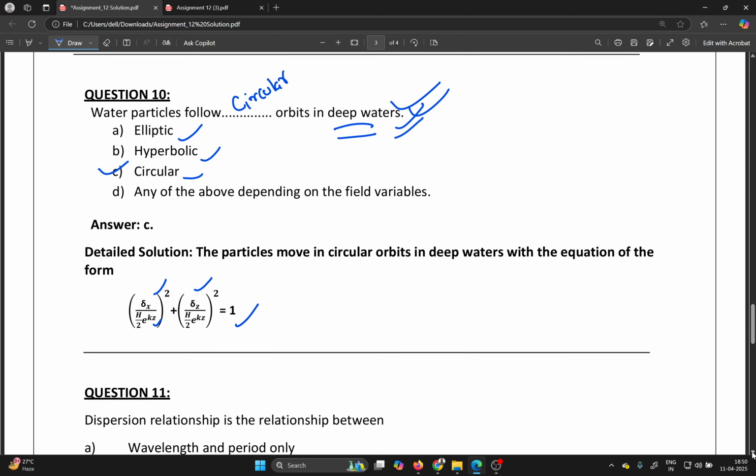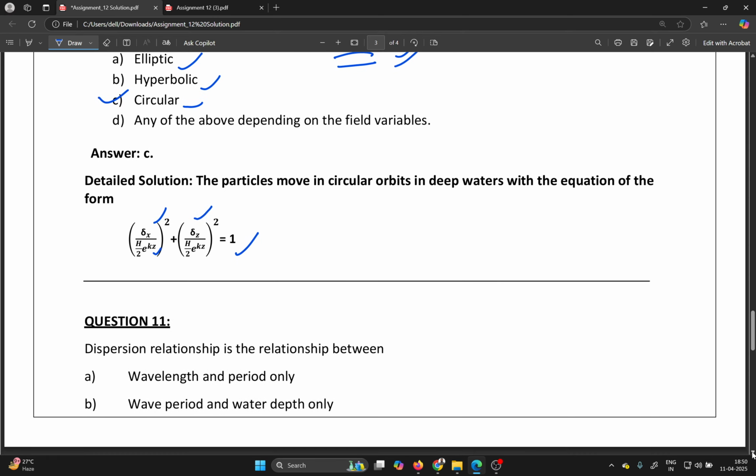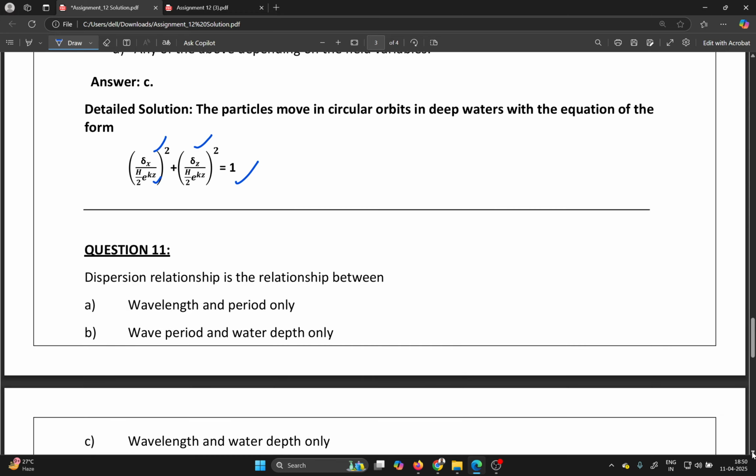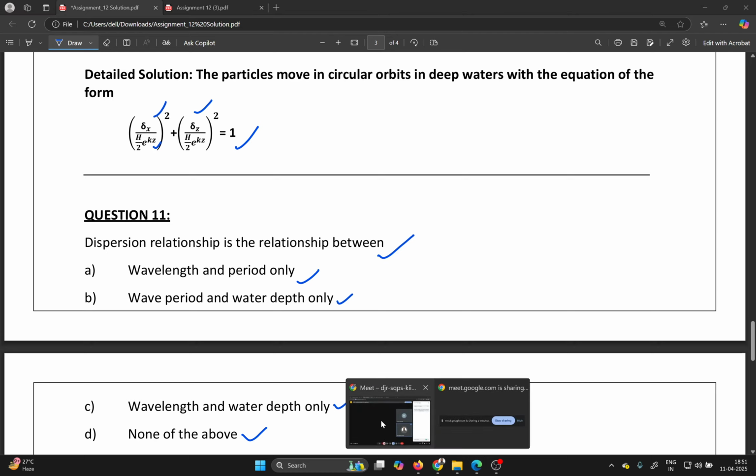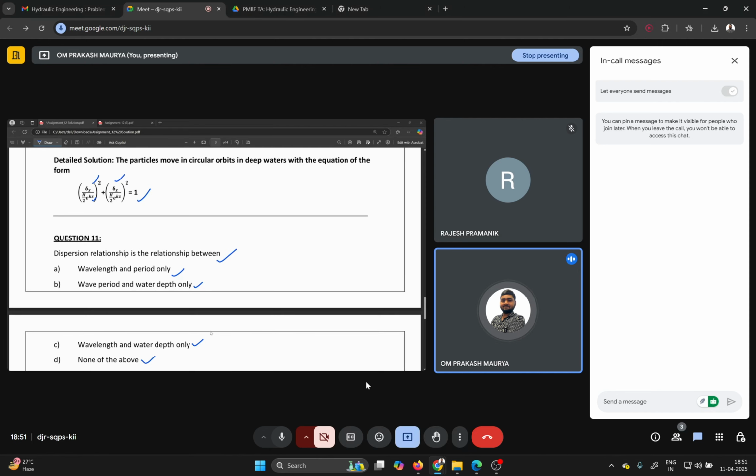Okay, next question is question number 11. The dispersion relationship is the relationship between wavelength and period only, wave period and water depth only, wavelength and water depth only, or none of the above. Which option will be correct for question number 11? Please think on that and try to write your answer in the chat box. You have another 2 minutes. Please try to write your answer.